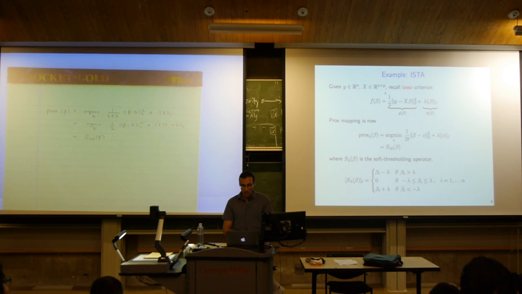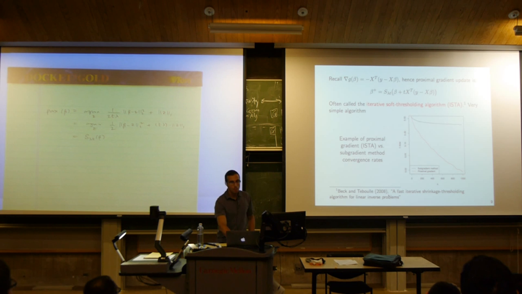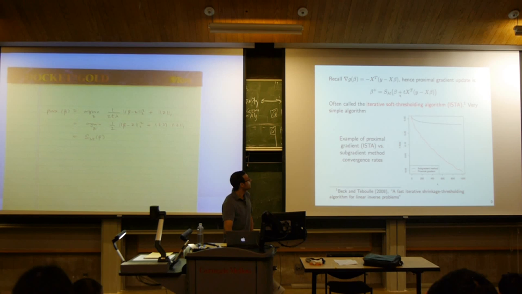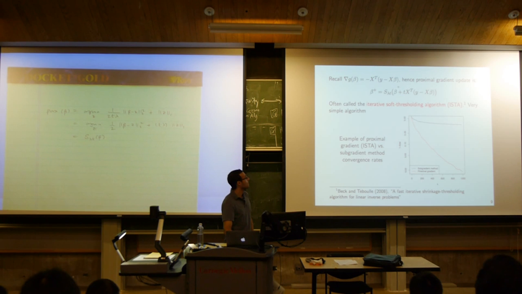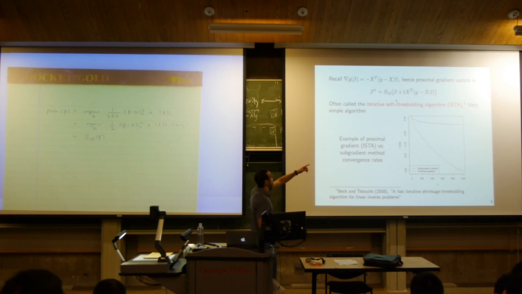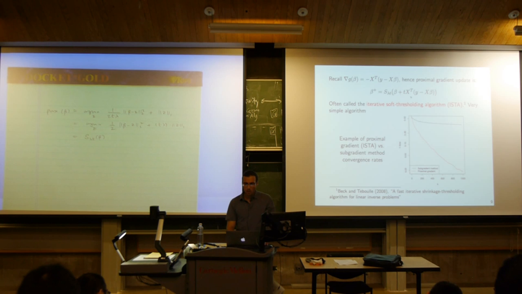That's it. So what does proximal gradient look like? We first take a gradient update according to g. Remember, the gradient I can write as minus x transpose times y minus x beta. So if I do beta minus t times the gradient, that's beta plus t times the inner products of x with the residual, plus t times x transpose times y minus x beta, and I apply the prox to that. I take this quantity and either set it equal to 0 if it's too small in absolute value in any component, or I move it towards 0 by the amount lambda times t. That's all that proximal gradient is doing in this case.